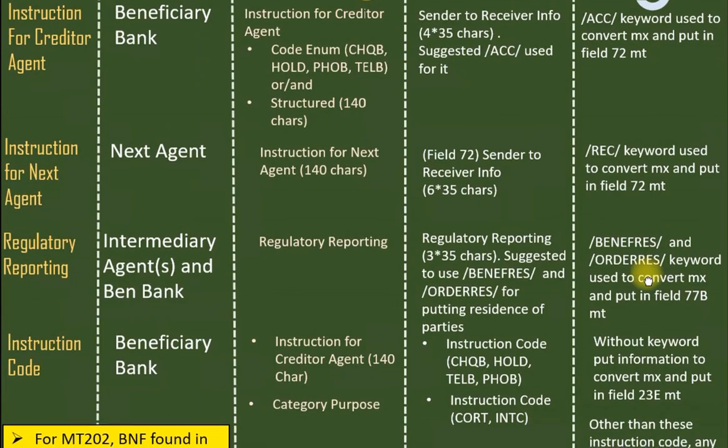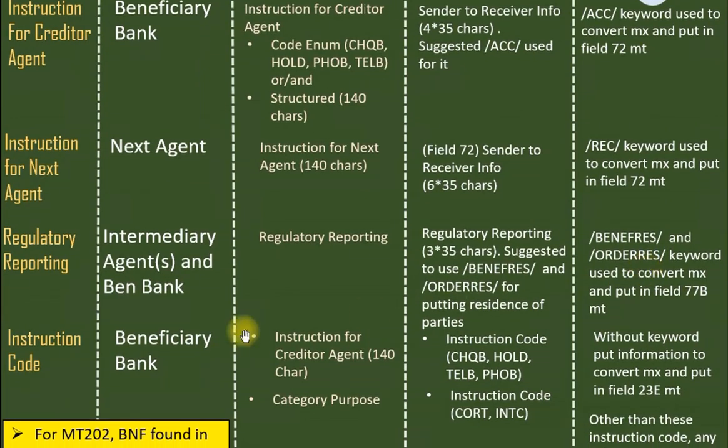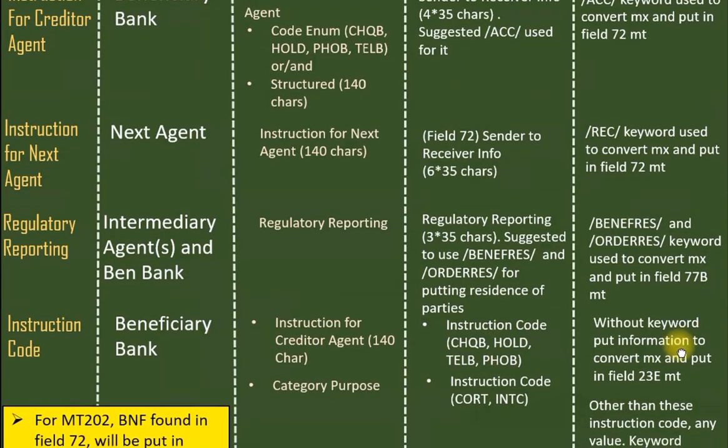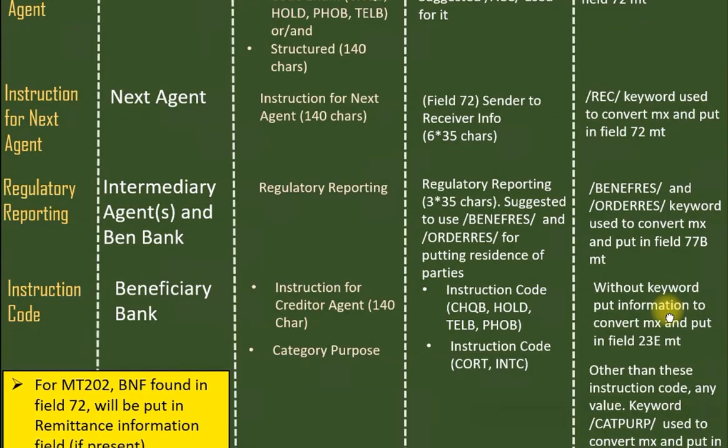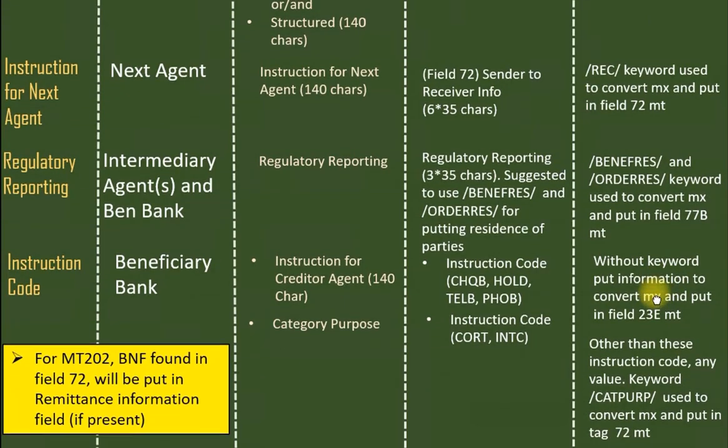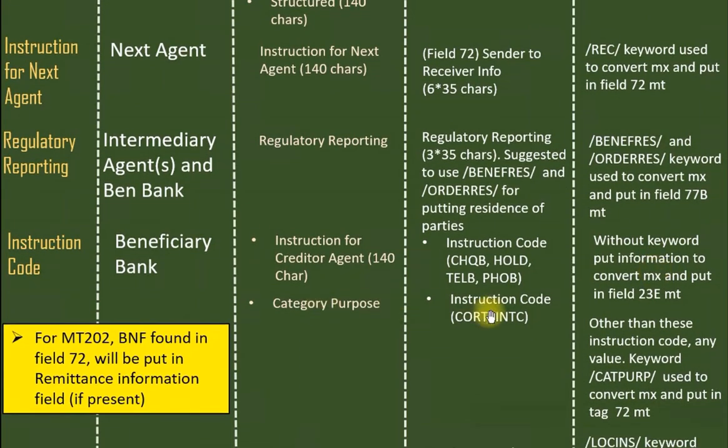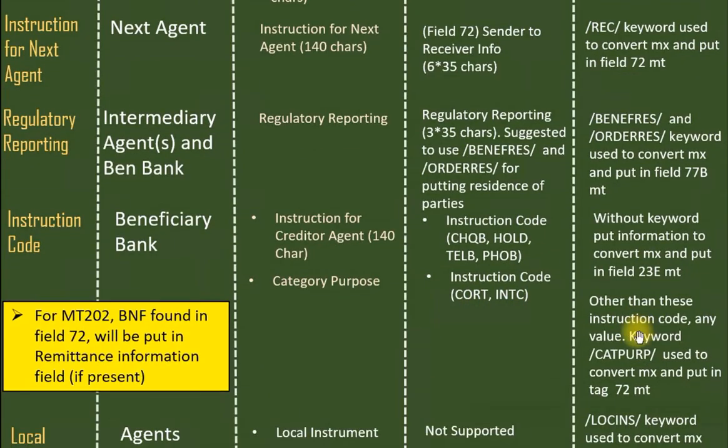Instruction code is for the beneficiary bank, but typically in MX it is in two parts. One is the instruction for the creditor agent and one is the category purpose. In MT the correlation is the instruction code, which is CHQB, HOLD, TELB and so on. When it is required without any keyword, put the information in 23E, but in case another keyword is received, like the category purpose, which can be CORT and INTC in the MT world, then it has to be put with the category purpose keyword in tag 72.